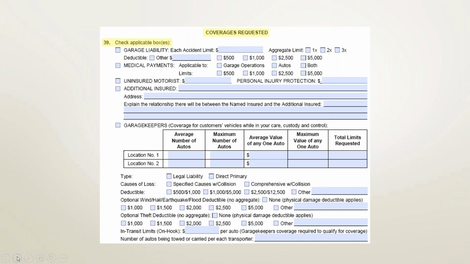And there are different deductibles you can choose for your garage keepers. The optional wind and hail and optional theft deductible, those aren't something you need to worry about. If we need to add an optional deductible for those two, the carrier is going to apply them based on the type of risk. And towards the bottom there is in transit on hook coverage, which is for towing risks. I'll need to know how many tow trucks they have, the number of autos being towed at one time, and the per auto limit is actually going to match the garage keeper's per auto limit. But this is a great coverage to add on if there is any type of towing exposure.